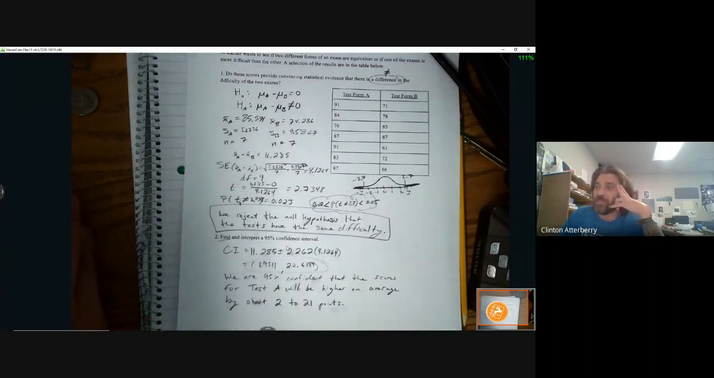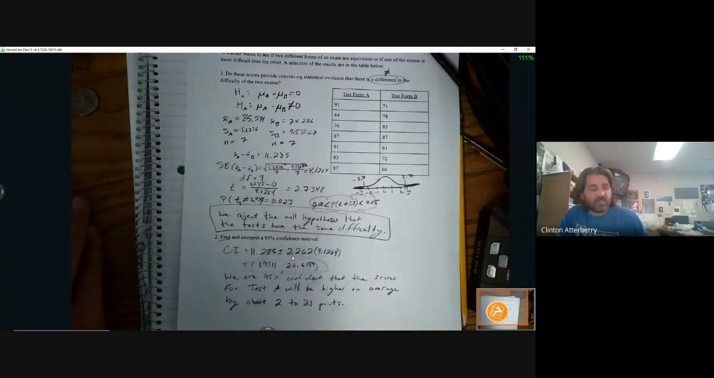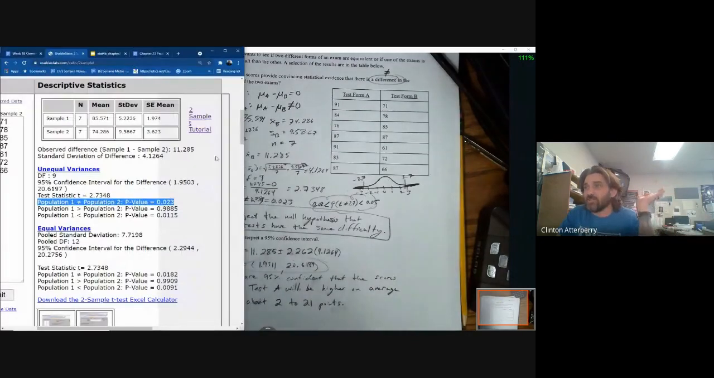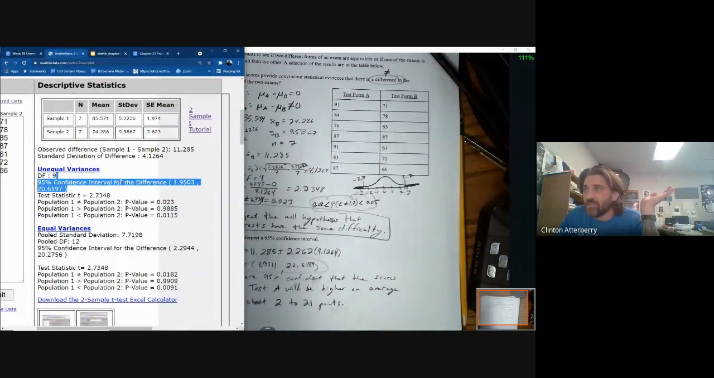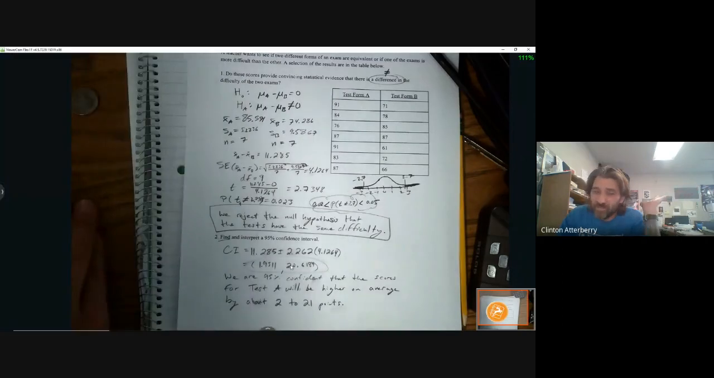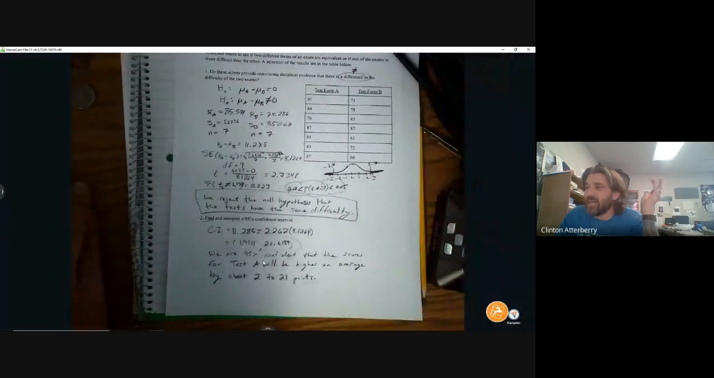Question 2, find and interpret the 95% confidence interval. So I found it to be between there, which I could have just done this and said 95% confidence interval for the difference, 1.9503 to 20.6197, which I found numbers extremely close to by doing it by hand, with rounding. So I rounded again and said, well, that's going to be about 2 to 21.